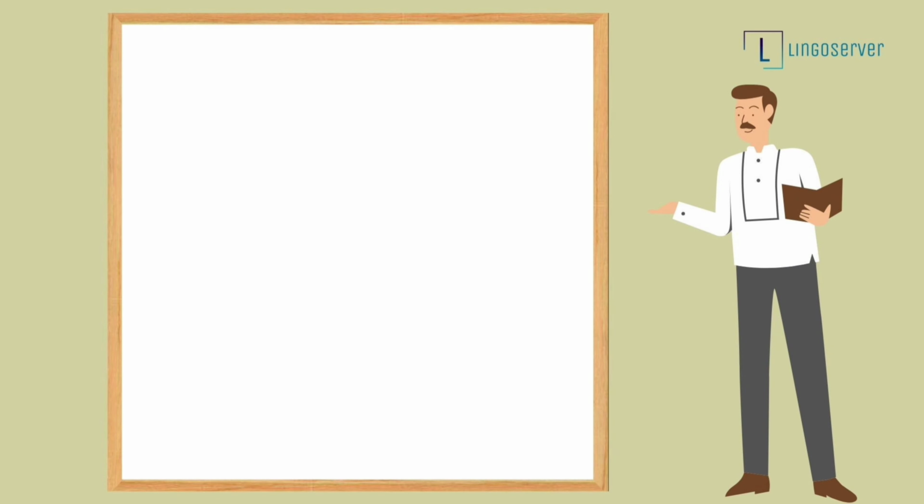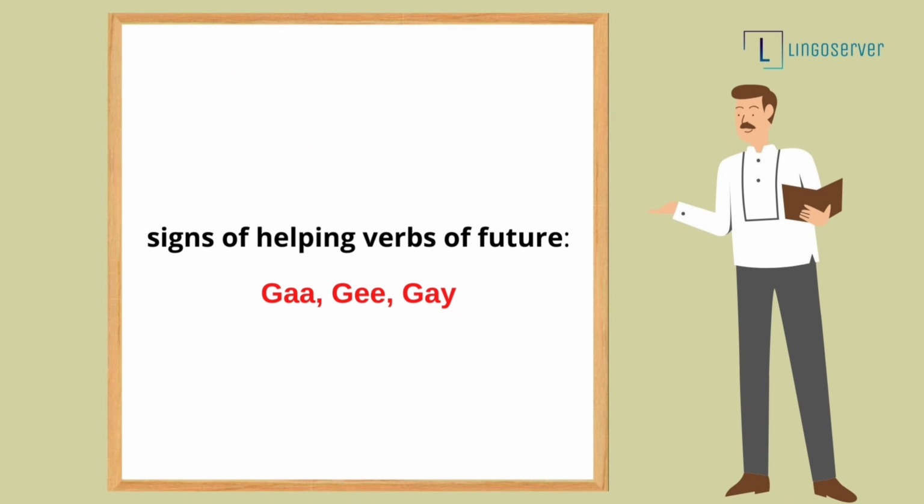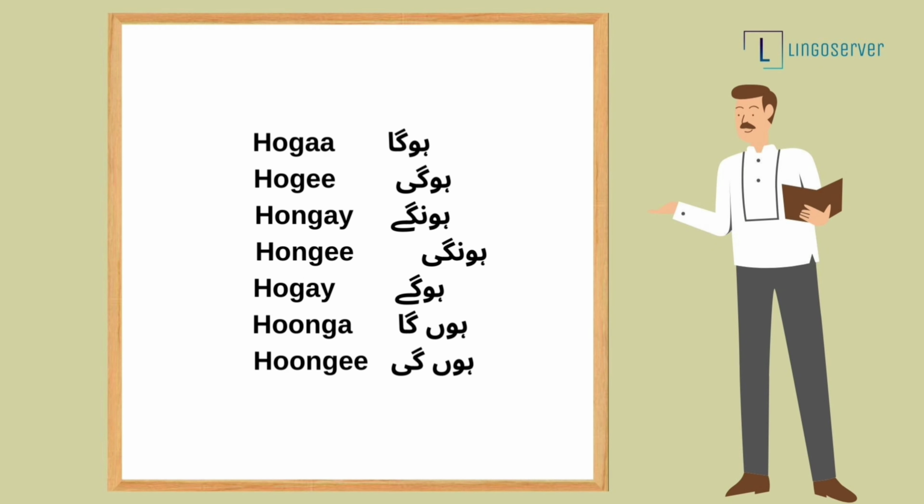And now the summary. We learned that there are three signs or helping verbs of future, and they are ga, gi, ge. However, we will divide these into the following parts: hoga, hogi, honge, hongi, hoge, honga, and hongi. Once again, hoga, hogi, honge, hongi, hoge, honga, and hongi.